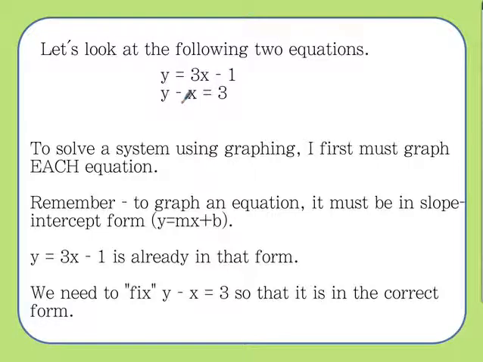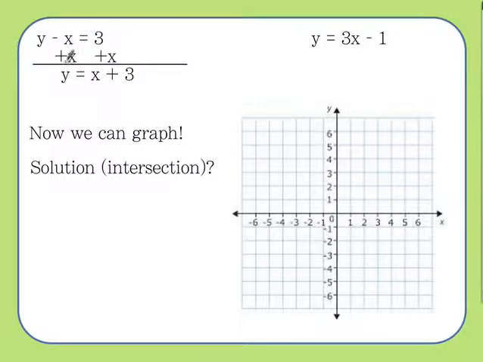The first thing that I have to do anytime I am graphing equations is to make sure that the equations are in slope-intercept form. That is so I can graph the y-intercept and then use the slope to find additional points. This 3x minus 1 is already in slope-intercept form, so I don't have to change anything about it. However, I do need to fix this y minus x equals 3 to put it into y equals mx plus b format. So to do that, I'm going to add x to both sides to get y by itself. Then I'll end up with y equals x plus 3. Alright, now they're both in slope-intercept form, so I'm good to graph.